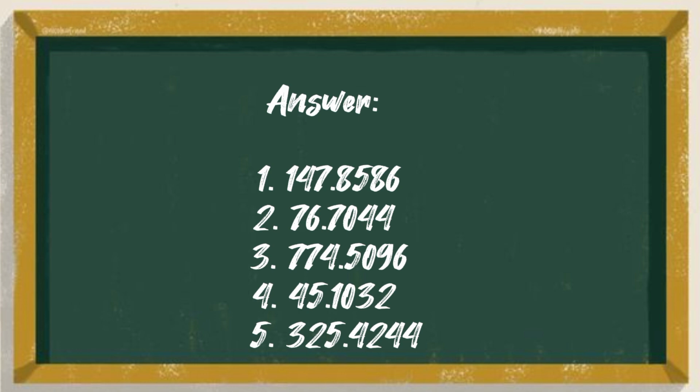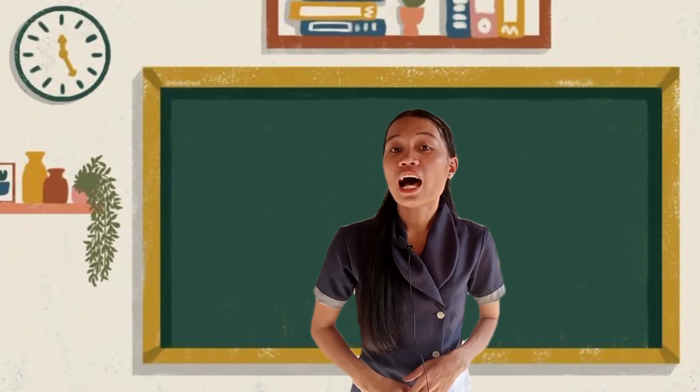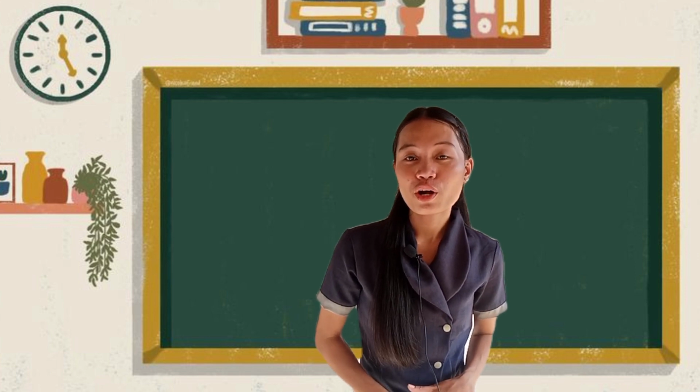For number 3, 774 and 5,096 10 thousandths. For number 4, 45 and 1,032 10 thousandths. And last number, the number 5, the answer is 325 and 4,244 10 thousandths. How many of you got the score of 4 or 5?